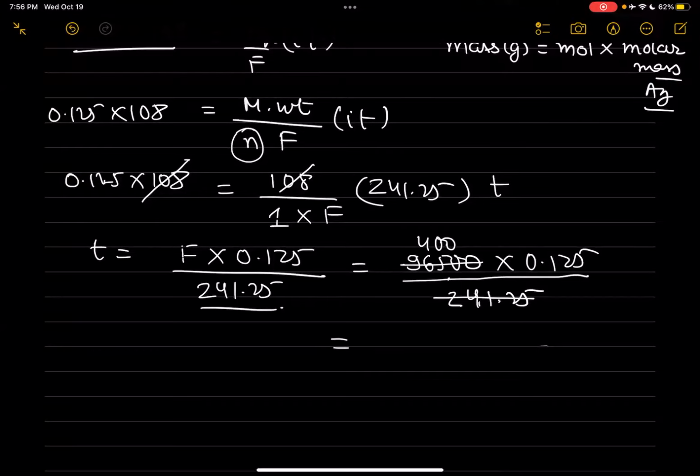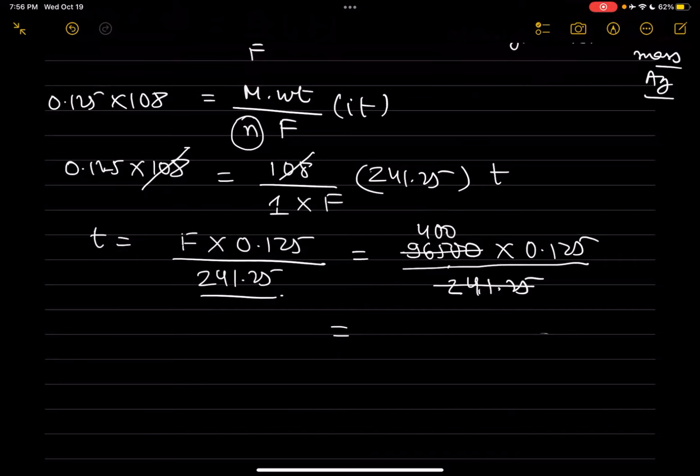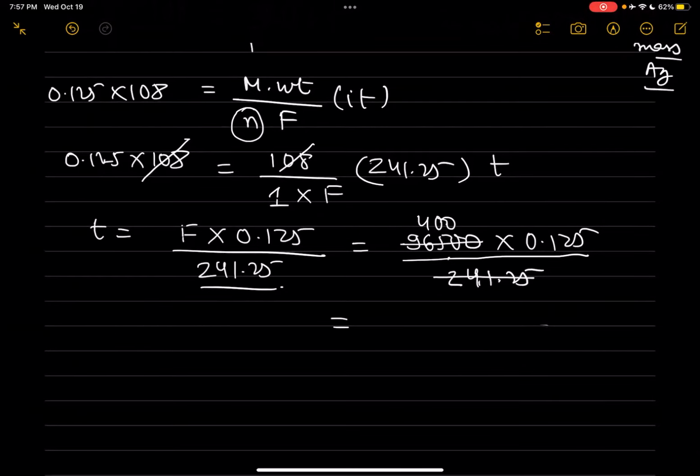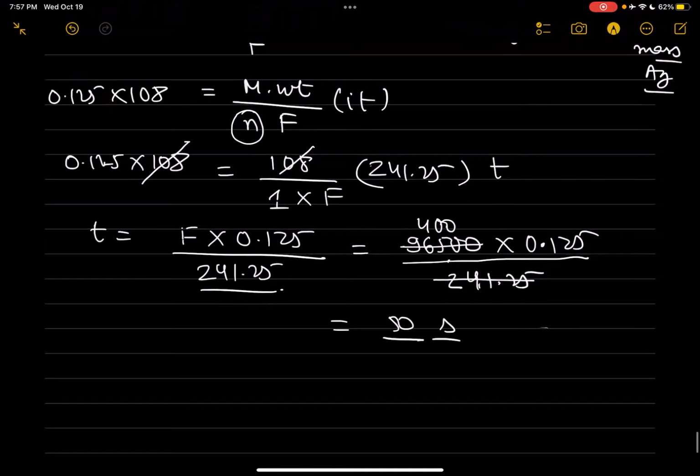Yeah, tell me. So, 400 into 125 is 50,000. Yeah, and 0.125 is there, so remove 3 zeros. So it is 50, right? So it is 50 seconds.